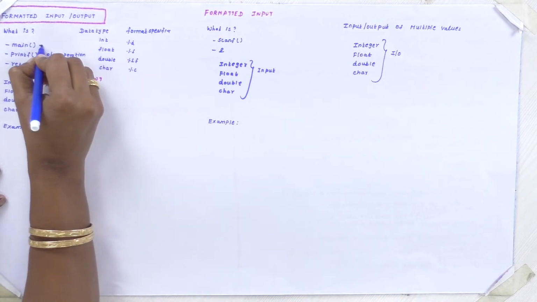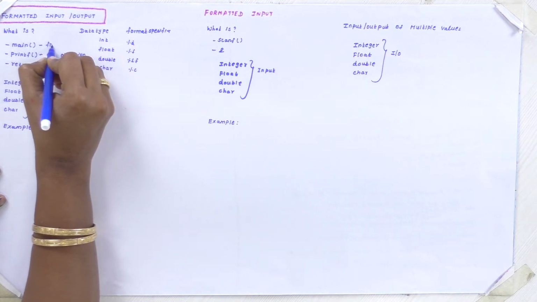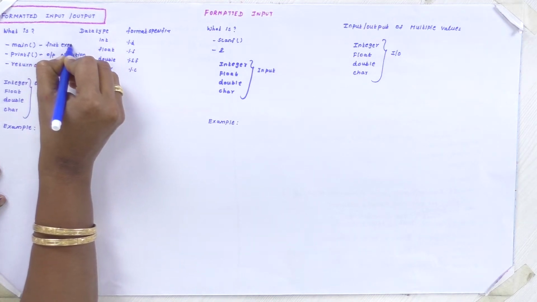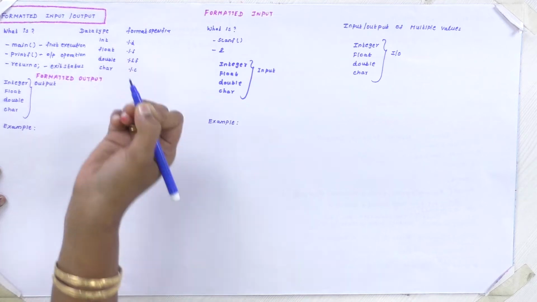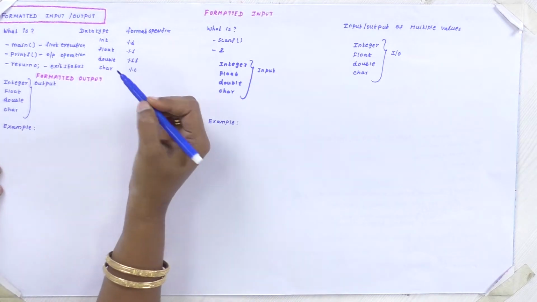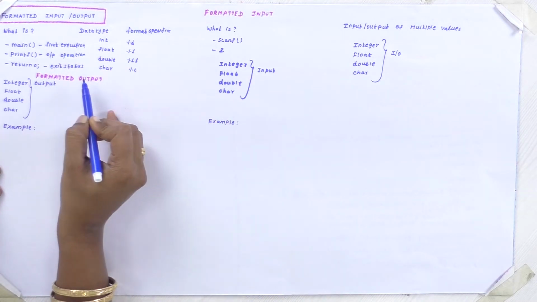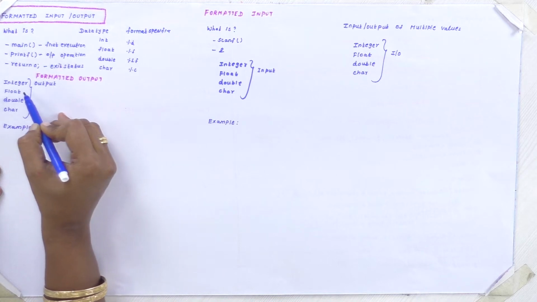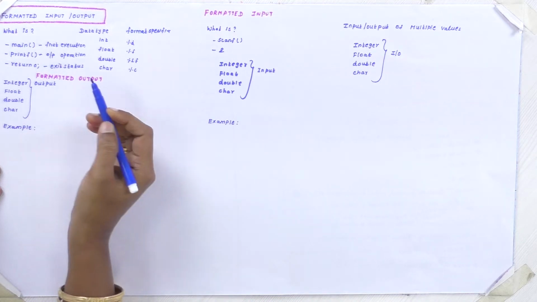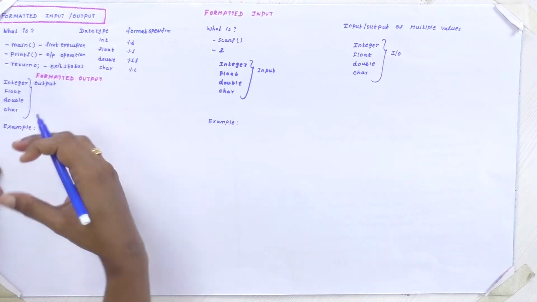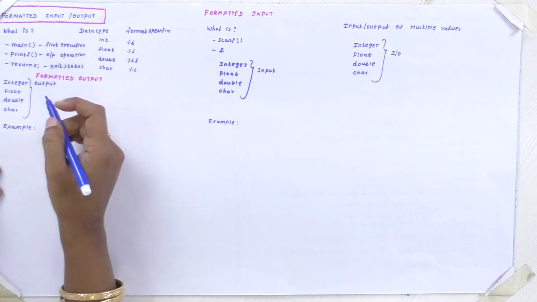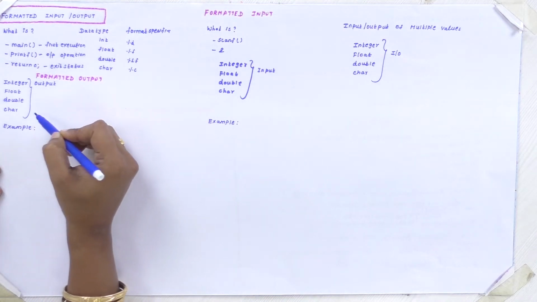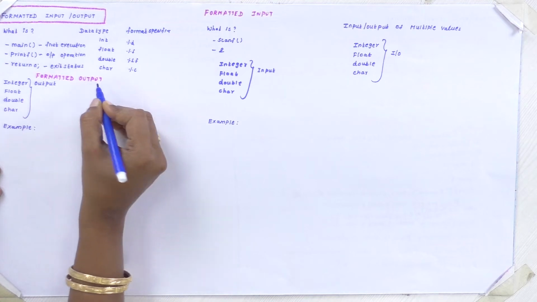Main function is the first execution of your program. This is the first execution. So let's have a look at integer, float, double, character. We are going to write an example for how we get the output by using these data types. So I am going to write an example for formatted output.